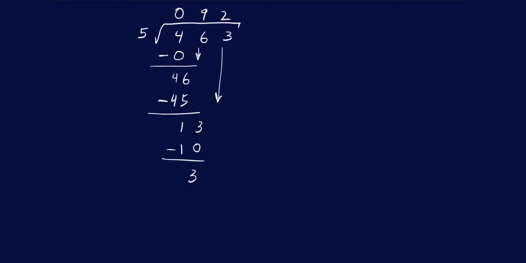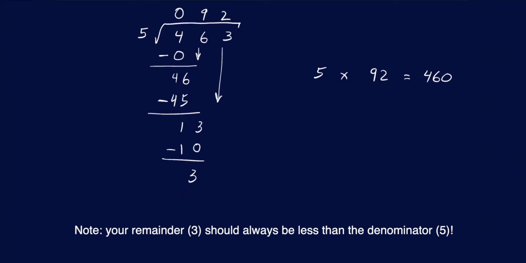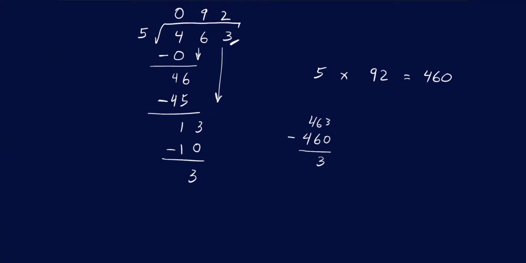So if we go ahead and type in 5 multiplied by 92, which is our answer up here, in our calculators, we're going to get 460. So notice how 5 only goes into 463 92 times with a remainder of 3. Because if we do 463 minus 460, then we get 3. So the answer to 463 divided by 5 equals 92 with a remainder of 3.